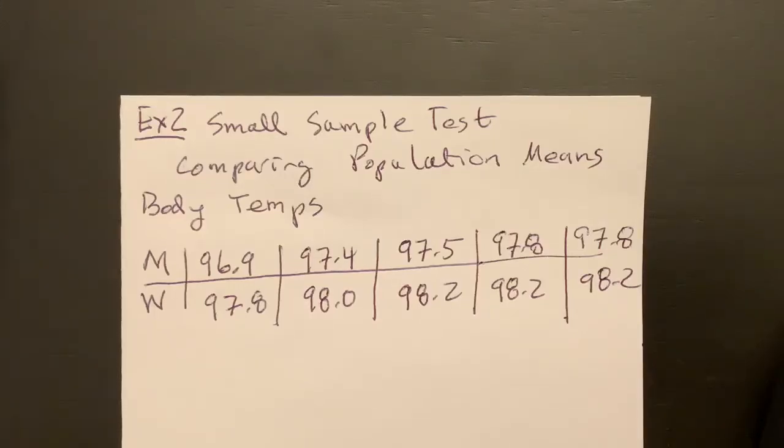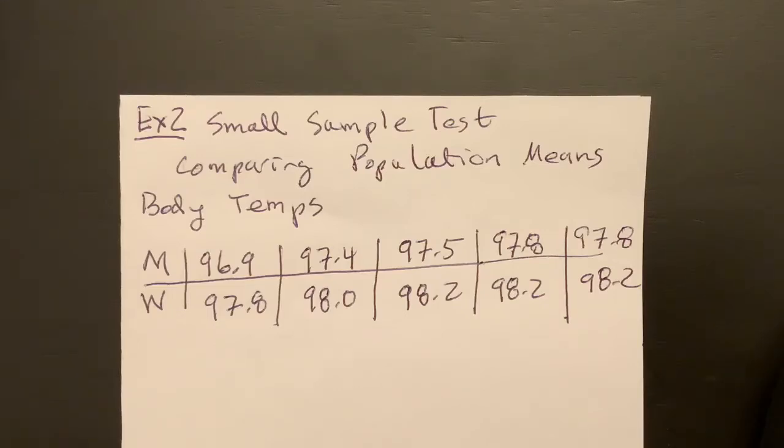Okay, hi. So second example is another small sample test. This means I'm assuming the outcomes are normally distributed. So, and I want to do a test that compares means from two different populations. So I have a table of only 5 each for men and women, their body temperatures.